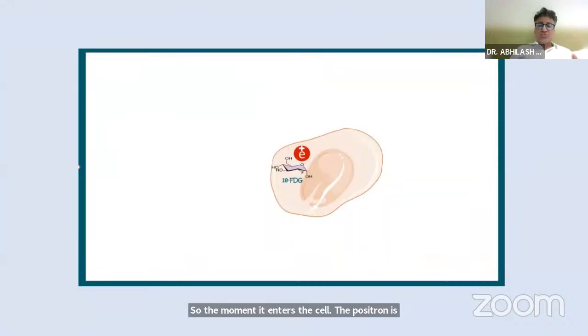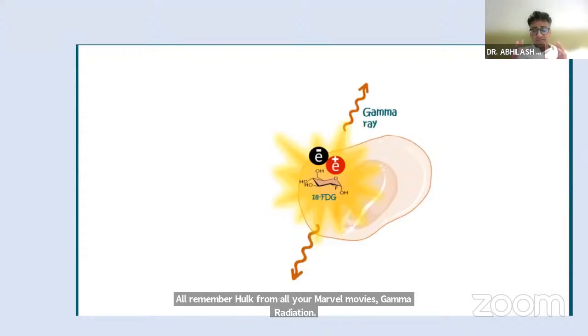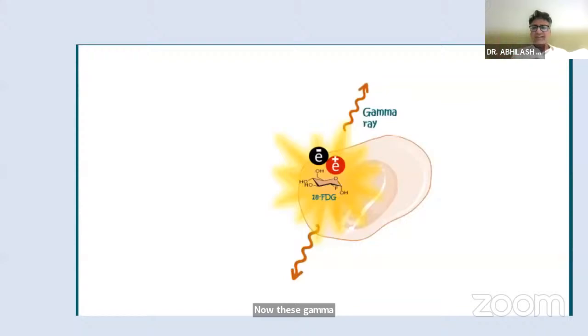For the isotope to stabilize, this positron has to be negated. A positive particle interacts with a negative particle, which is an electron. Positive and negative matter interact and cancel each other. This cancellation reaction is called an annihilation reaction. When that happens, there is an emission of gamma rays. Remember Hulk from your Marvel movies, gamma radiation. These gamma rays are emitted at roughly 180 degrees, opposite to each other.